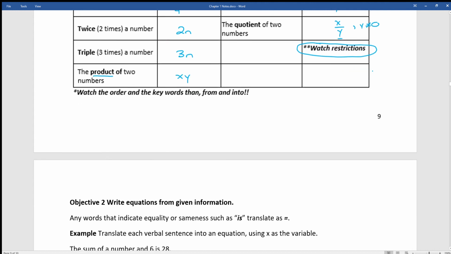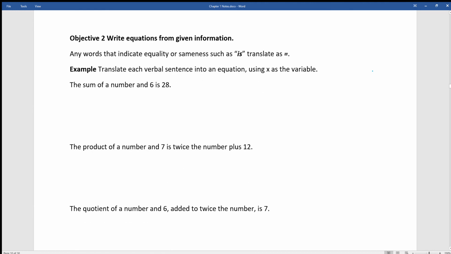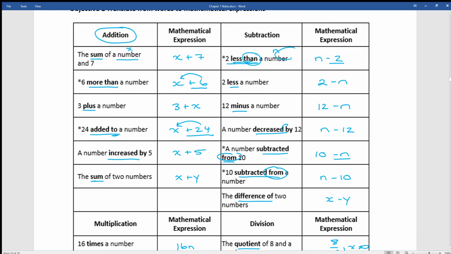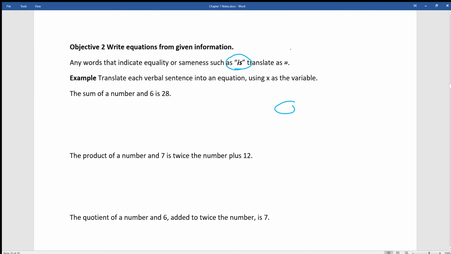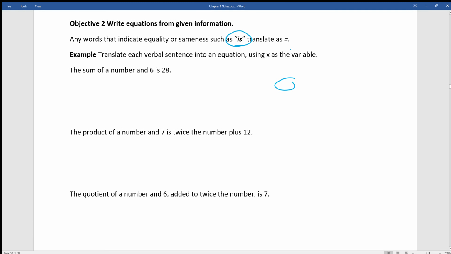All right. Now what we're going to do is move on from phrases to equations, or phrases into sentences, and we're going to be going into equality. So the key thing is that anytime you see the word is means equals. I'm not too sure why my computer screen keeps doing that, sorry. Is means equals. And so what you're going to look at is anytime you see the word is in an equation, you're going to put an equal sign.